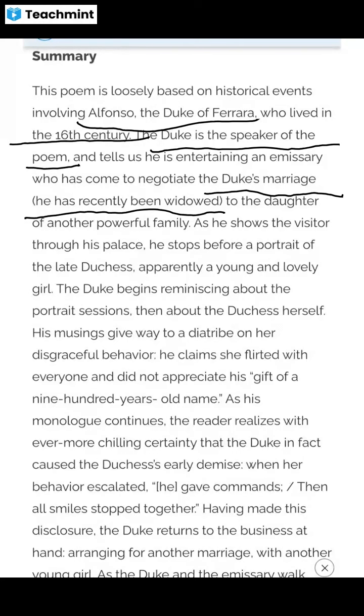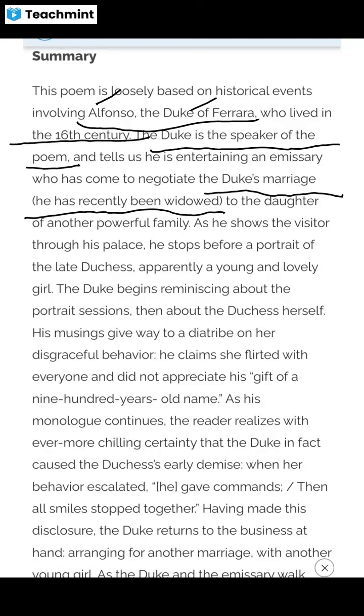And what happened with his wife? His wife was generous. His wife was kind-hearted. His wife was liberal. And Duke does not like such a character of his wife. This is why he gives a command to kill her, and she was killed. So here you came to know that the poem is ultimately based on a historical event, and this event is related to Alfonso, Duke of Ferrara.